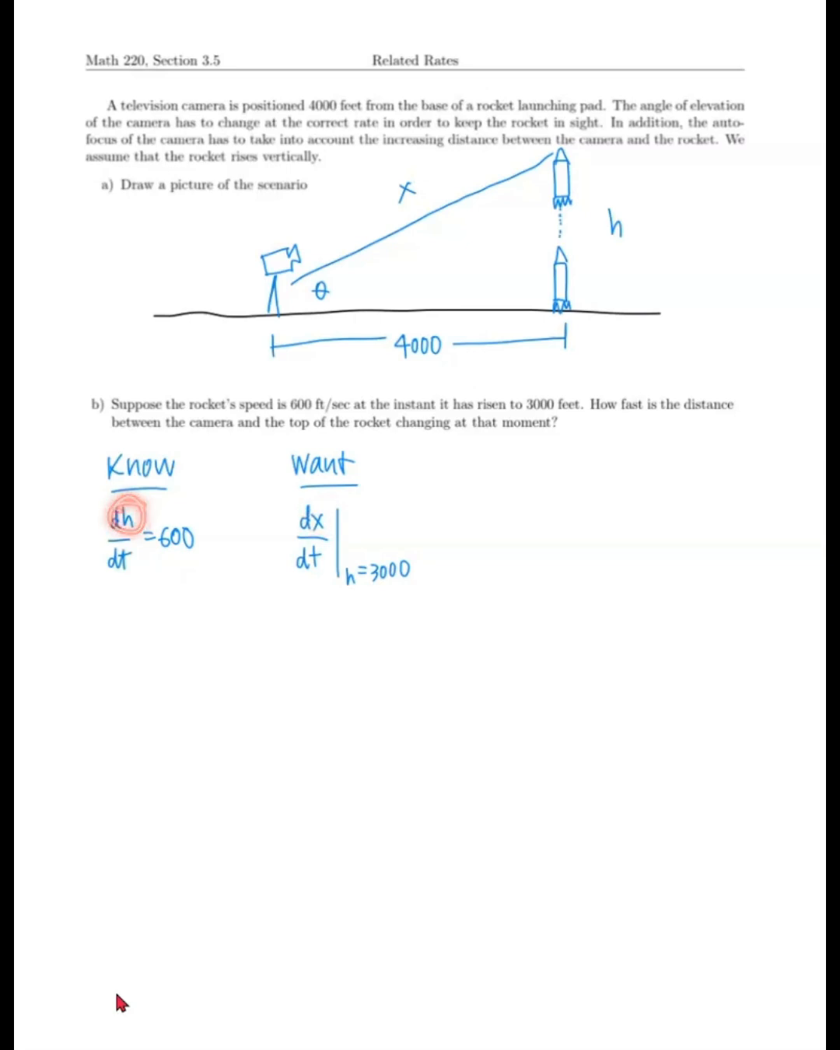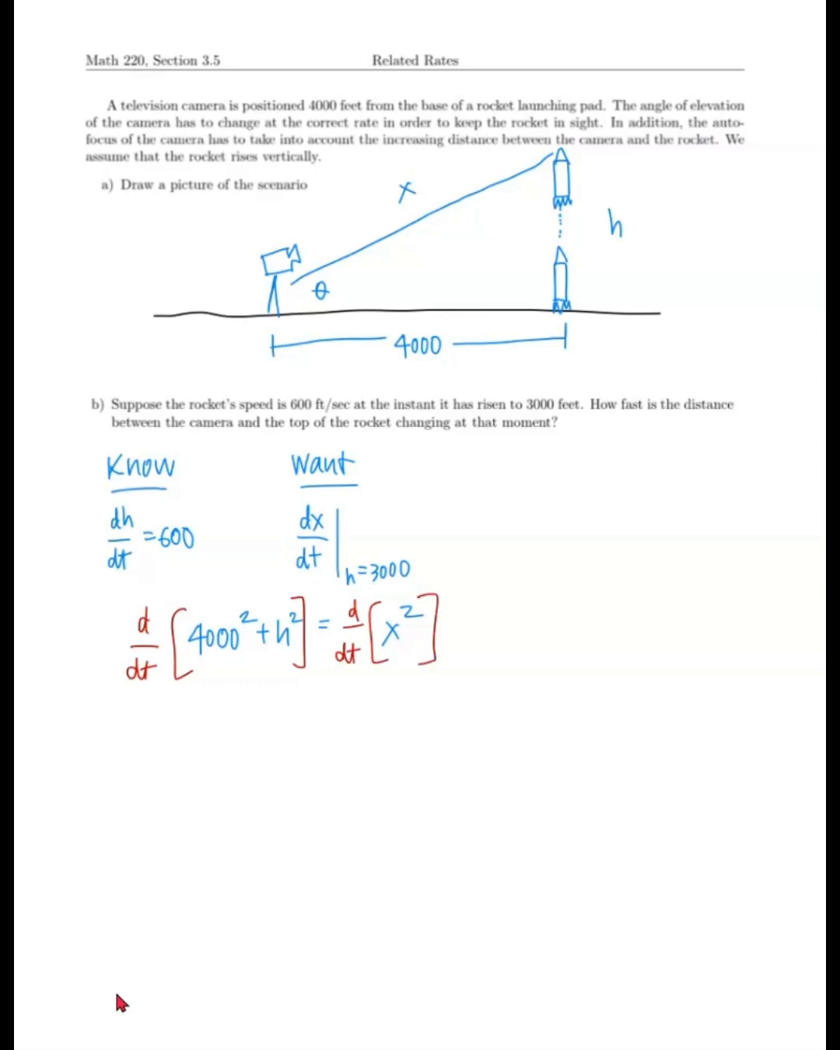We have dh/dt. This problem is lending itself to this right triangle here, and since we're looking for some things related to the hypotenuse, we probably want to use the Pythagorean theorem. The Pythagorean theorem says that 4,000 squared plus h squared will equal x squared. So we'll take the derivative of both sides with respect to t. So d/dt of the left side and the derivative with respect to time of the right side.